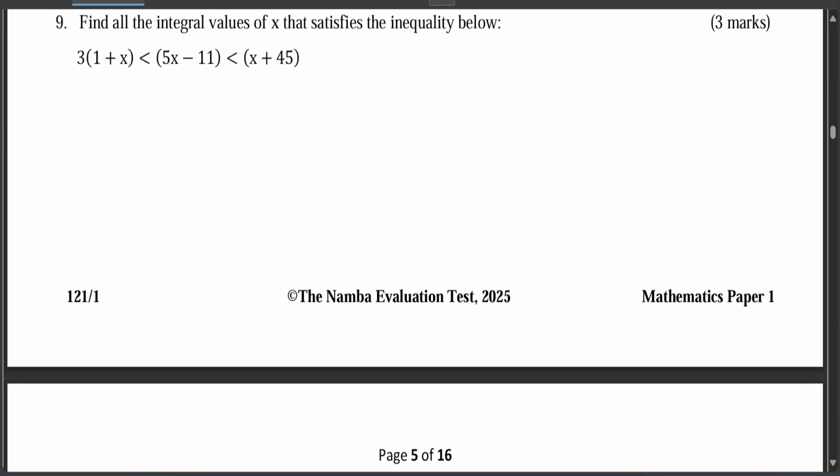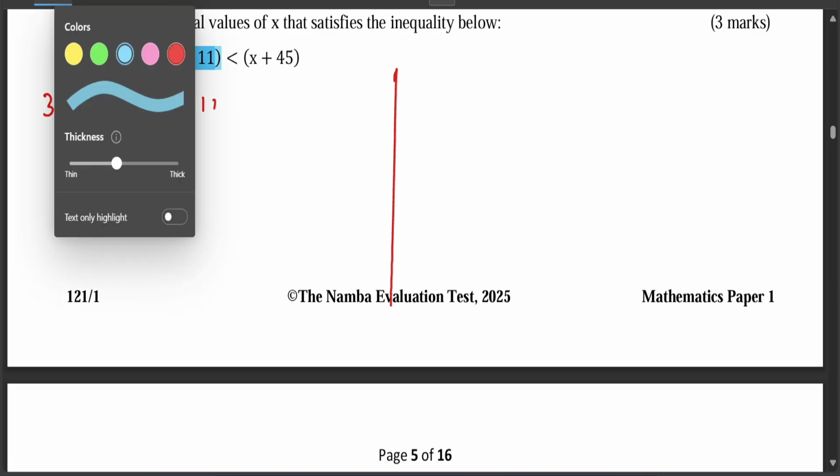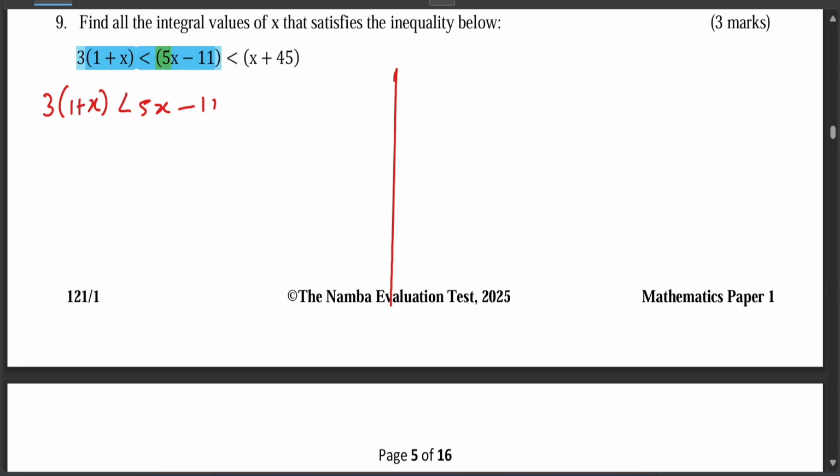Question 9, find all the integral values of x that satisfy the inequality below, which is that 3 into bracket 1 plus x less than 5x minus 11 less than x plus 45. So 3 times 1 plus x, which is less than 5x minus 11. Basically first we deal with this one, and then after dealing with this one we go and deal with the other one, which is this.